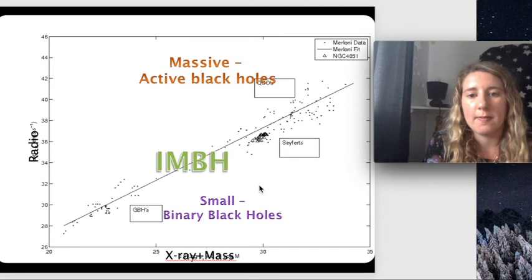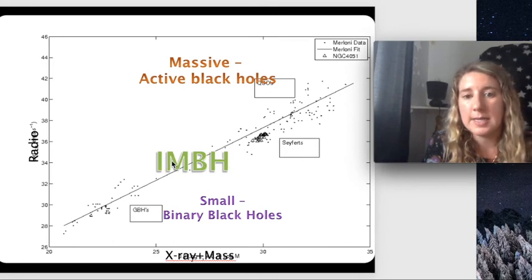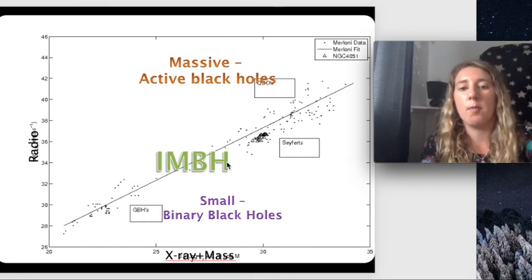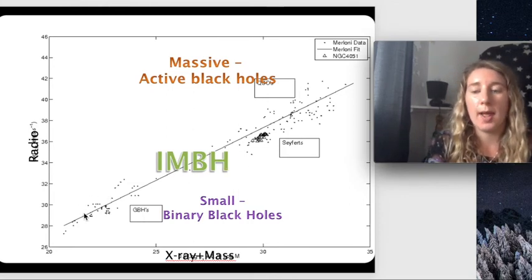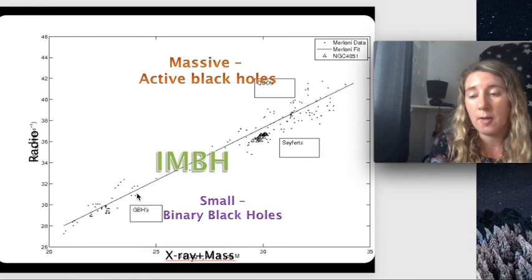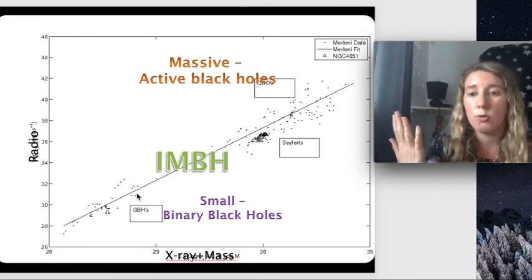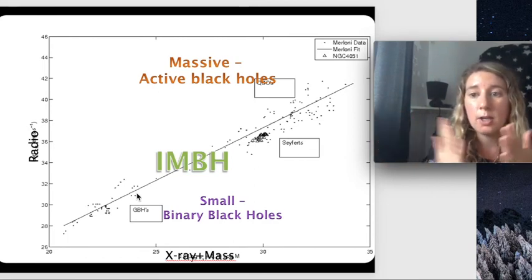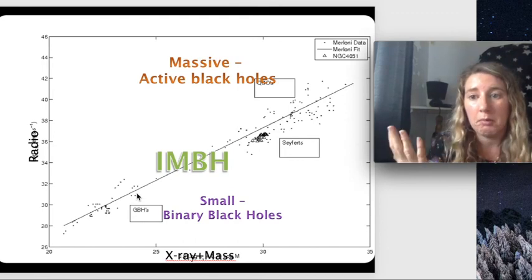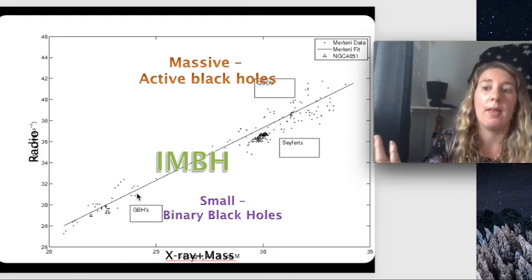The other thing I should say about this diagram is you have this big IMBH here, which stands for intermediate mass black holes. Now these are a bit of a mystery. Why do you have lots of black holes which are like 10 times the size of the sun? And then you have lots of black holes which are millions of times the size of the sun. But why do you not have any black holes which are like, I don't know, 100? 1,000?